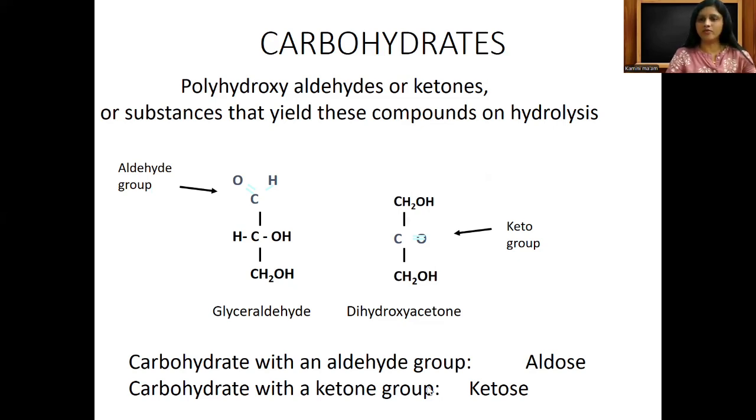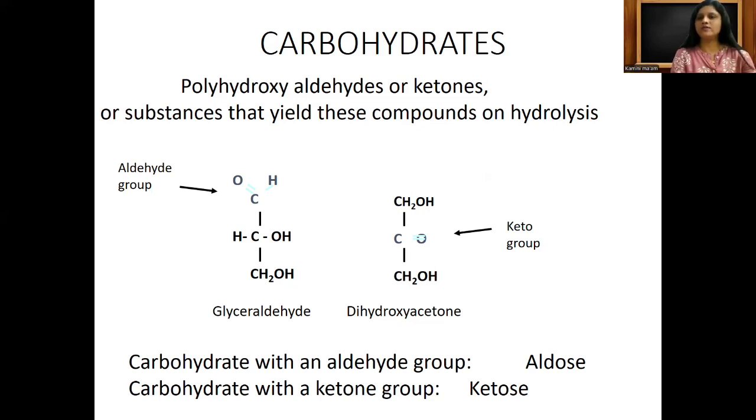When the ketonic functional group is there, then the carbohydrate will be known as a ketose. OSE means sugar, or the suffix OSE is used. We know that a suffix is added to the last part of the word, and a prefix is added to the previous or first part of the word. So wherever OSE is used, that is a sugar compound.